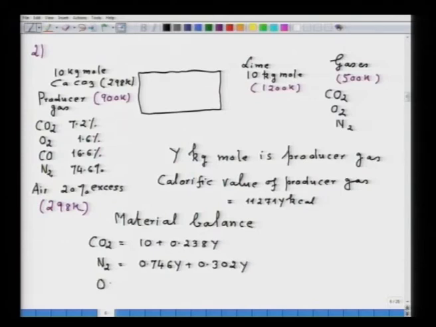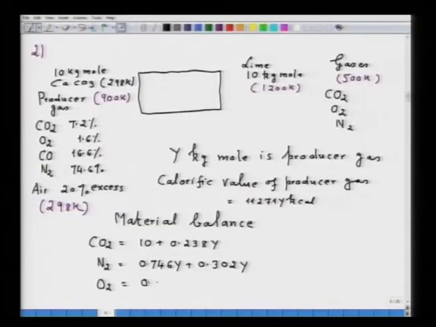Then the excess oxygen. Now remember here producer gas also contains oxygen. So, while calculating the amount of oxygen that is coming from air, you have to subtract the amount of oxygen that is already available in the system. So, that will be equal to 0.0134 Y. So, once you have done material balance, now we have to do the heat input and heat output.